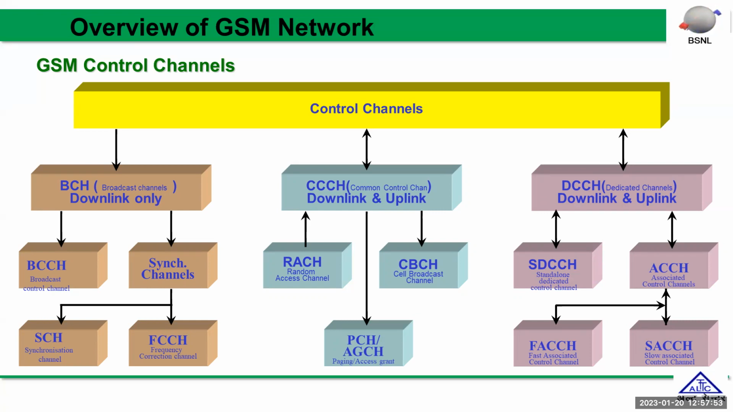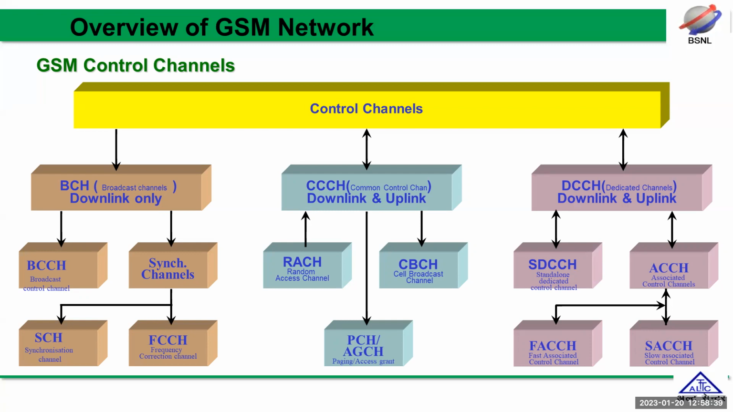Within the classification of broadcast channel, there are 3 types of control channel: BCCH, synchronization channel, and frequency correction channel. Total, actually, 9 control channels are there. In common control, there are the RACH, paging channel, AGCH, and CBCH. RACH is used for uplink synchronization, only for the uplink. The cell broadcast channel is for the downlink, for broadcast information. And the paging channel and AGCH are also used in the downlink.